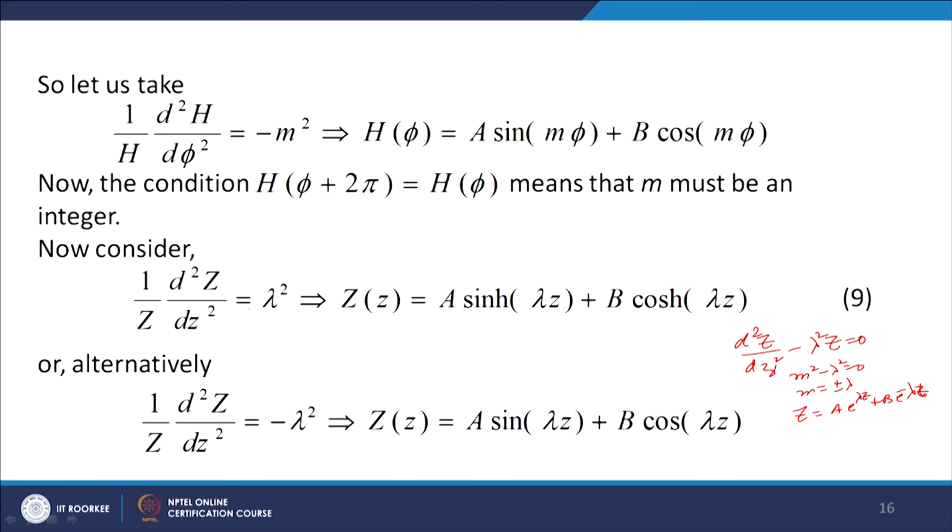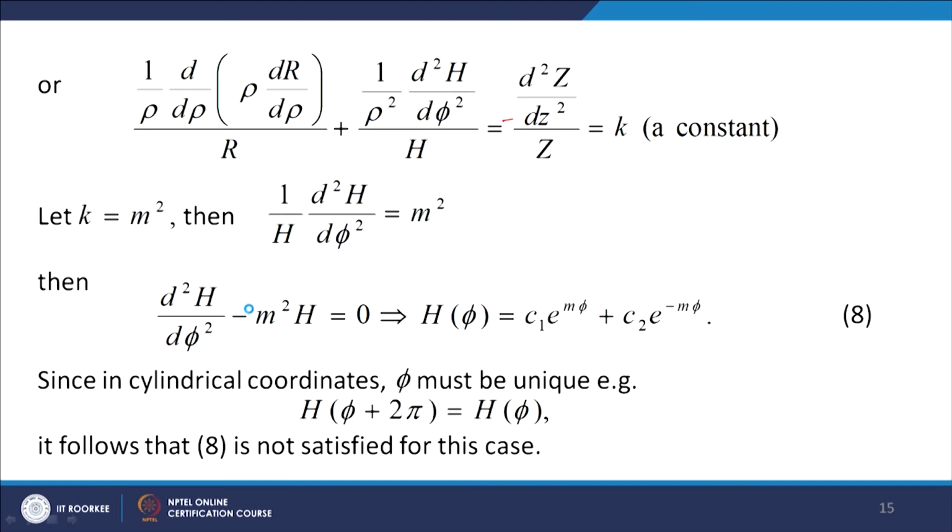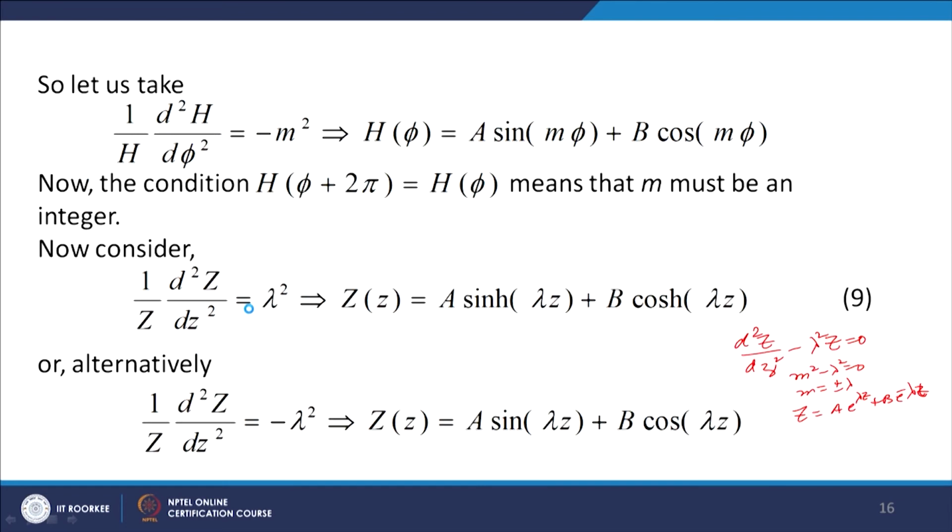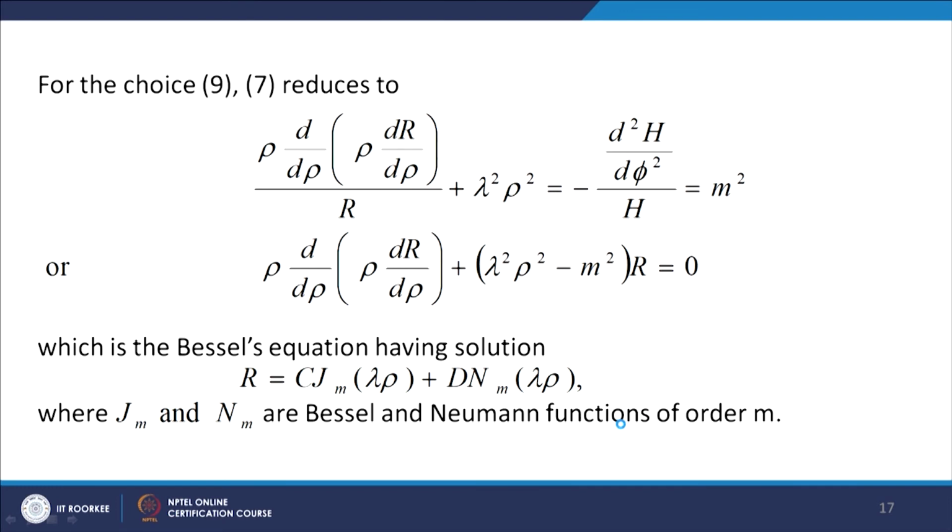If you choose this k to be λ square, then d²Z/dz² will be equal to minus λ²Z. So if we choose minus λ², we get the solution as a sin λz plus b cos λz. Now corresponding to these two different solutions, we will have two different solutions of the given equation.